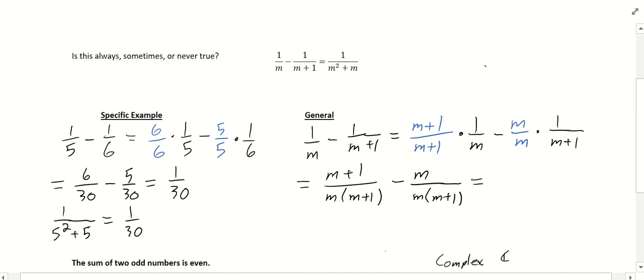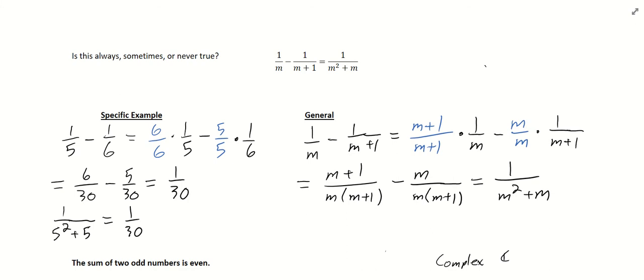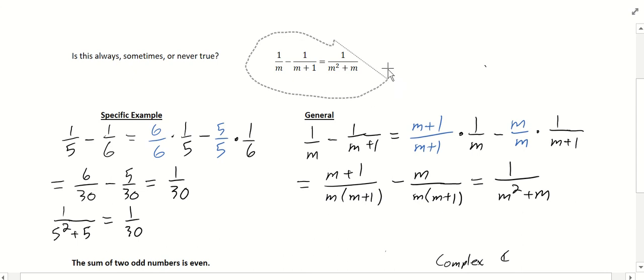Now we can subtract the fractions because we have common denominators. Here, m plus 1 minus m gives me 1. And in the denominator, if I distribute, that is m squared plus m, which is what we had for the right-hand side of the expression. So doing this generally, we can show that our original algebra statement up here is always true.